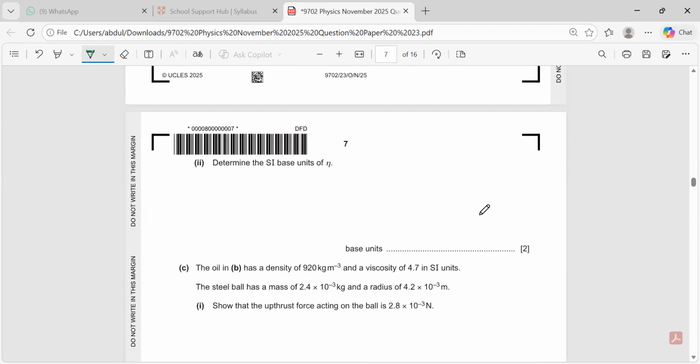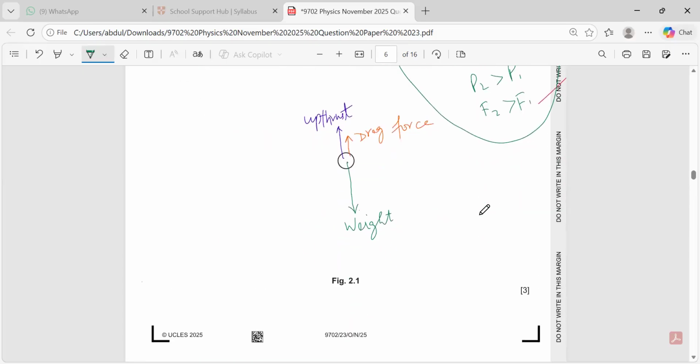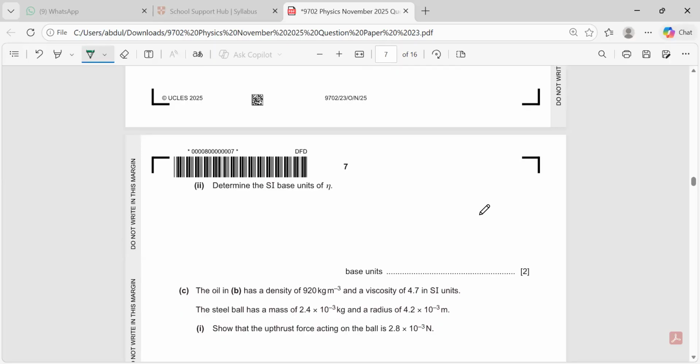Determine the SI base units of viscosity. So that is very simple. They gave the equation. Which equation? D is equal to 6 pi eta RV. So I'm writing the same equation. D is equal to 6 pi eta RV.